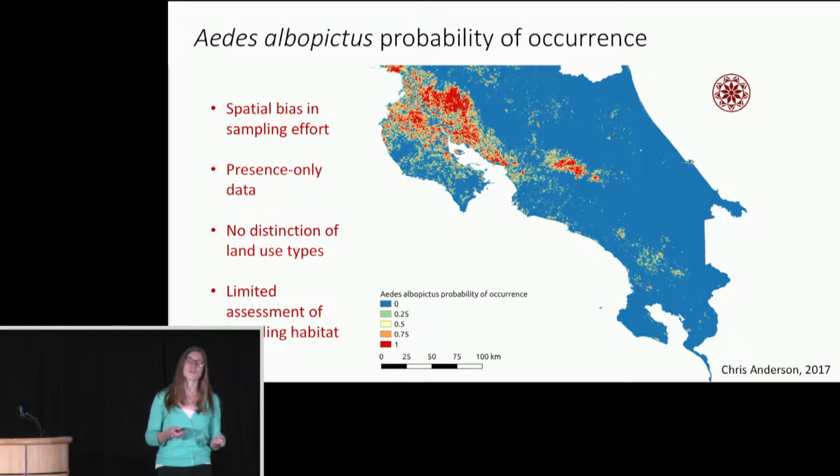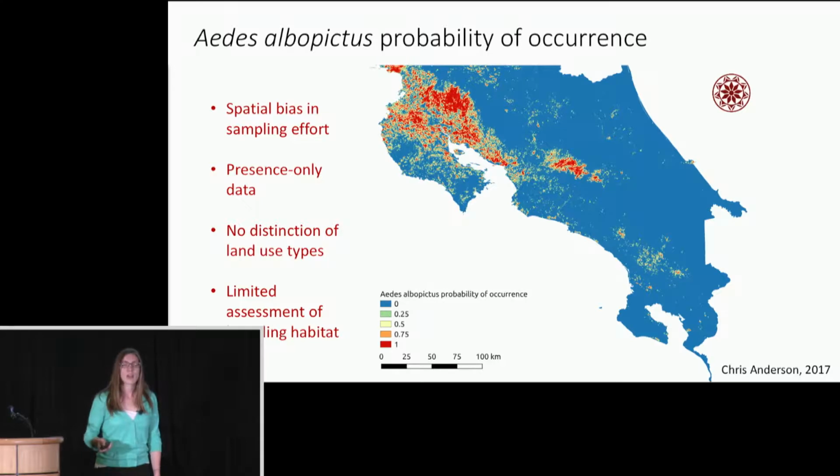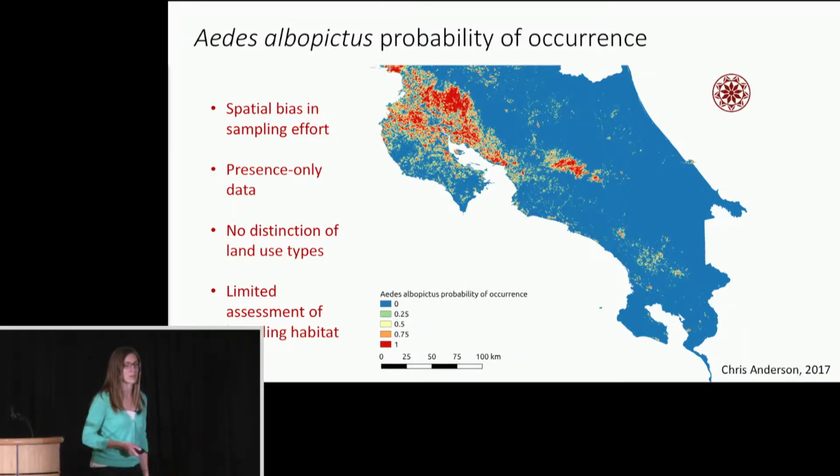Furthermore, we can't really distinguish land use types with the type of data we're using right now, and that might play a role for these vectors. And finally, we have a limited ability to assess breeding habitat, which we know is really important for these vectors. And so, to address some of these limitations, we designed a complementary field study to actually go out into Costa Rica and trap these mosquitoes in the field.